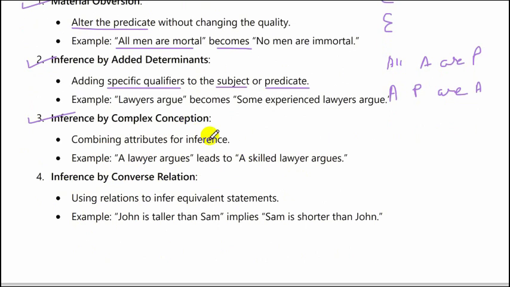What are the rules for this? We'll study later on in the next video. Inference by converse relation. This uses the relation to infer an equivalent statement. John is taller than Sam implies Sam is shorter than John. This should be very simple to understand. I am tall means I am not short. That is how I can say it.